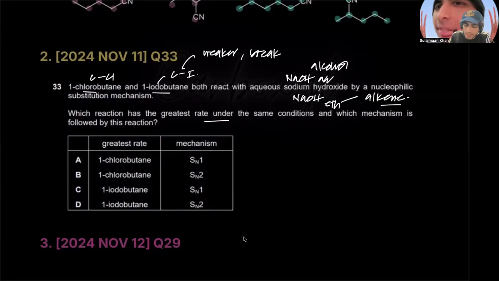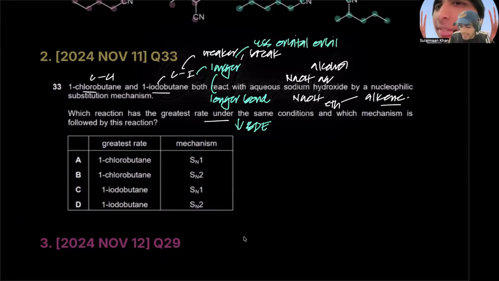And why is it weaker? Because I is a larger halogen atom. And because I is larger, it is a longer bond. Longer bond and lower bond dissociation energy. We've already studied all of this stuff. So longer bond, weaker bond, less orbital overlap even. So that's the idea. And we've studied this in a lot of detail in the live classes. So realize that the C-I bond can break much more easily compared to the C-Cl bond, which means that it'll be the iodo fella which will have the greatest rate of reaction. So A and B are automatically wrong.